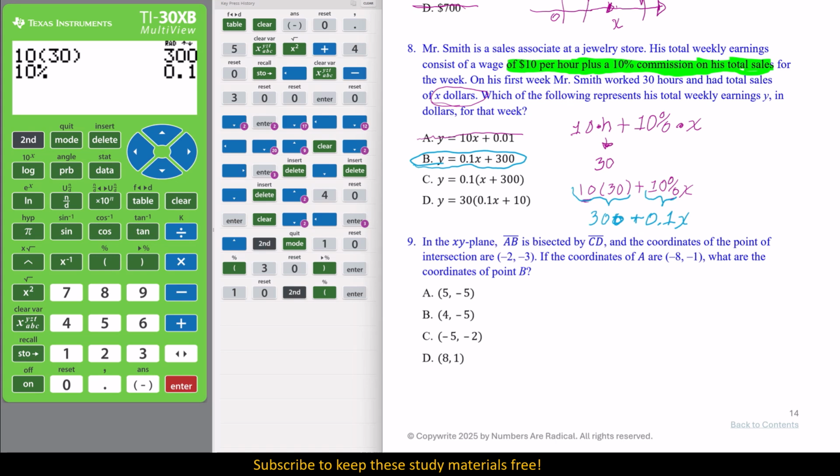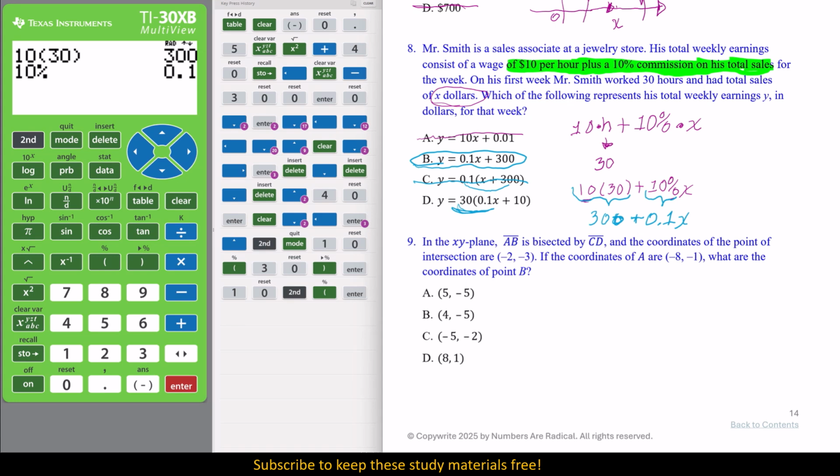Would they make sense? No, because 1% of 300 wouldn't give him the full amount of money for his 30 hours of work. So I don't like C at all. And then let's look at D. Well, I'm not sure about this. I think that would inflate what he took home. So that's not an accurate equation either.